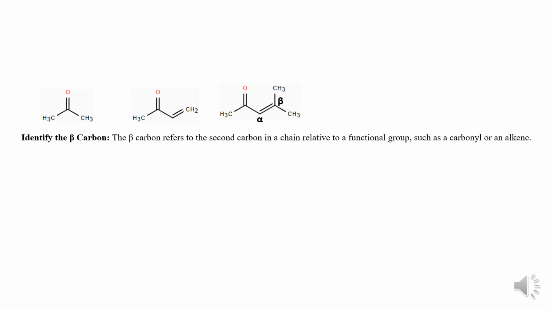So how do you identify the beta carbon in the case of a conjugated carbonyl system? The beta carbon refers to the second carbon in a chain related to the functional group. So here the functional group is the carbonyl group. It can also be an alkene group.